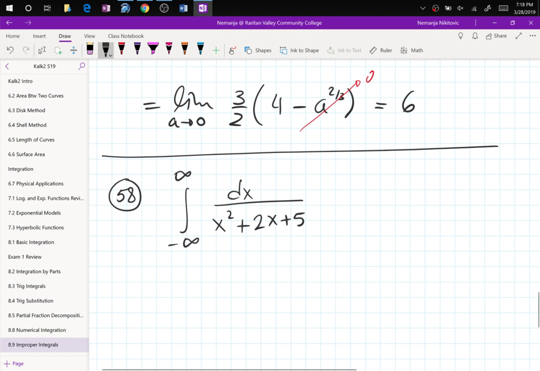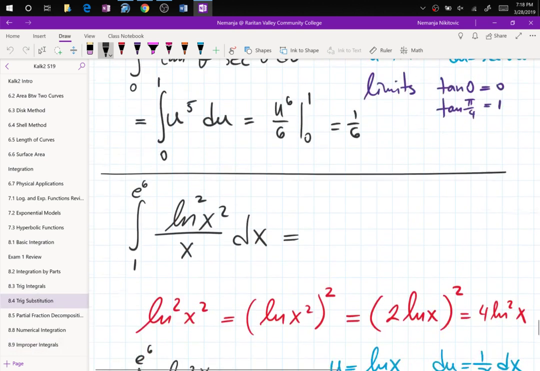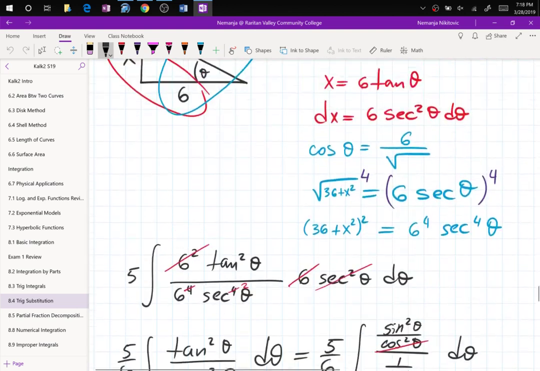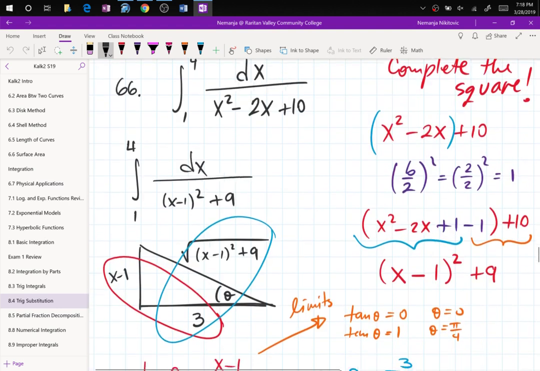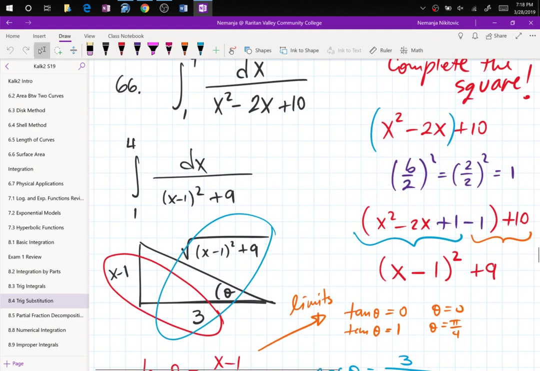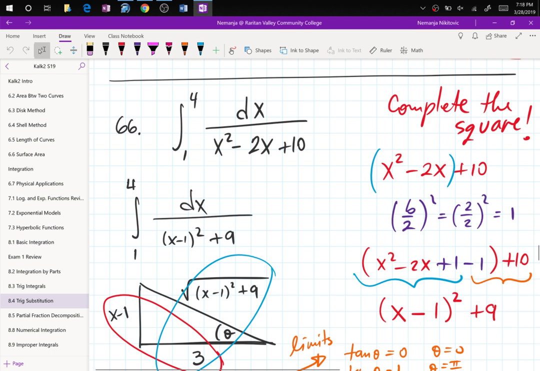We had this problem when we did trig sub, guys. We are going to trig sub now. I'm going to find the problem. There it is. It doesn't look like that yet, but when you complete the square, it will look like that. Yes, problem 66. It's missing 16, but that's okay.